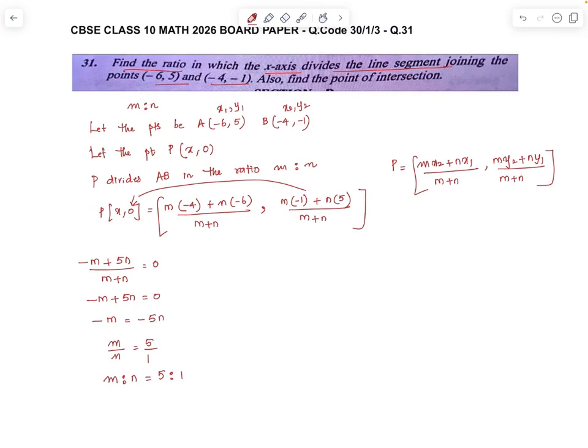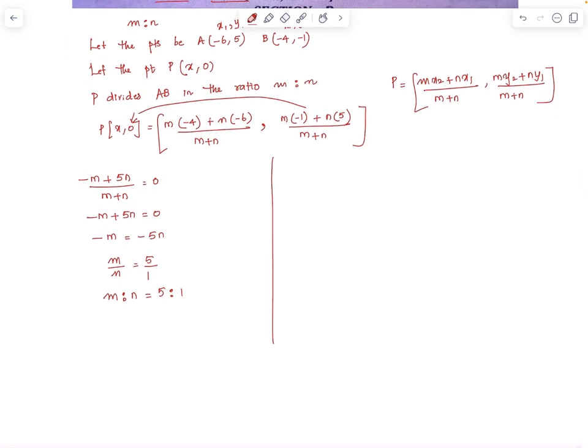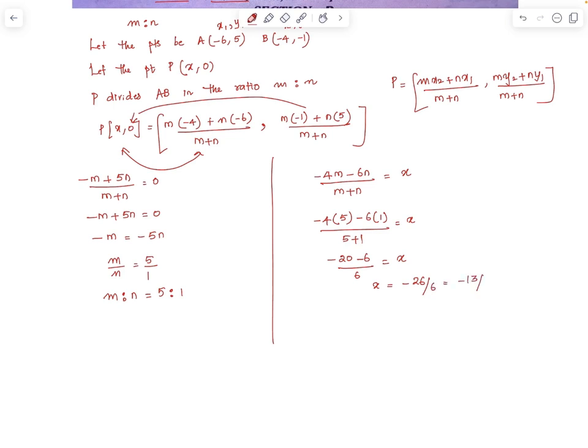Now the second thing is also find the point of intersection. Now let's equate the x coordinates, that is (-4m - 6n) upon (m + n) is equal to x. Now that we know m and n, let's substitute: (-4 times 5 - 6 times 1) upon (5 + 1) equal to x. (-20 - 6) upon 6 equal to x. That is, x is equal to -26 upon 6. After reducing, we get -13 upon 3. Therefore, the point of intersection is (-13/3, 0).